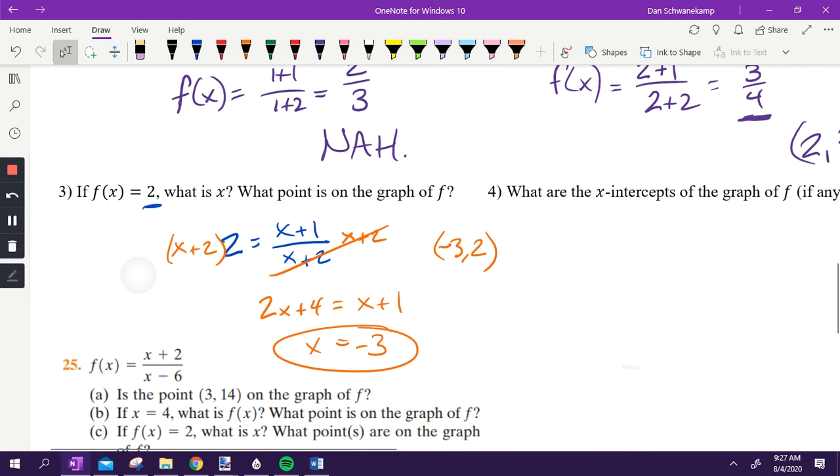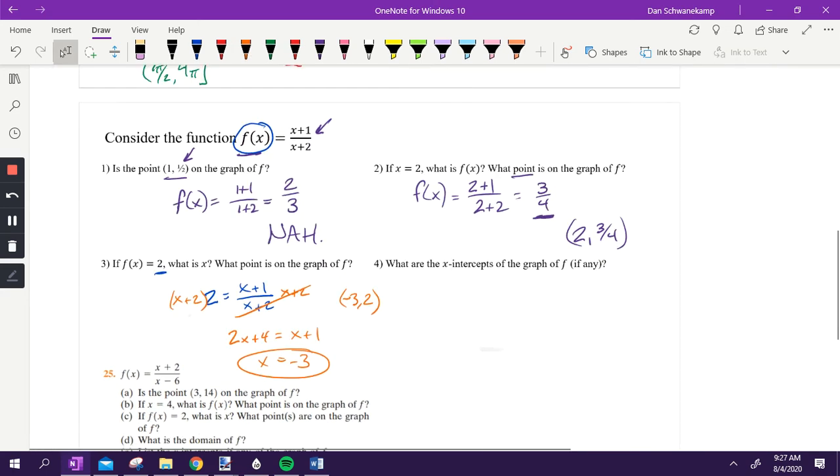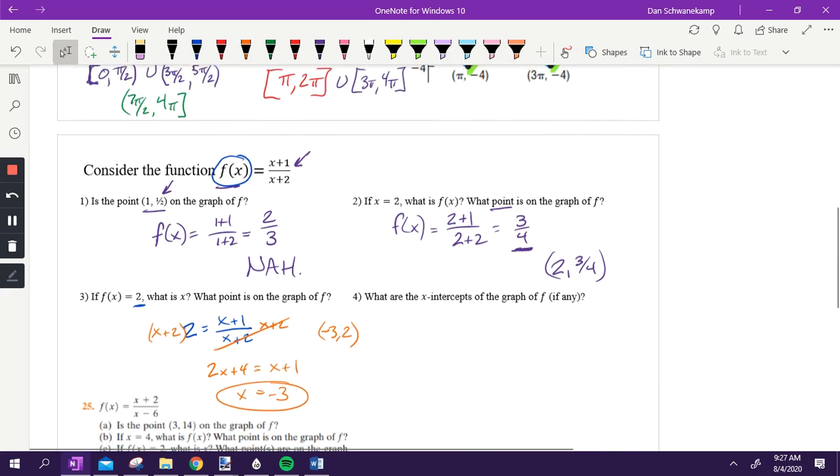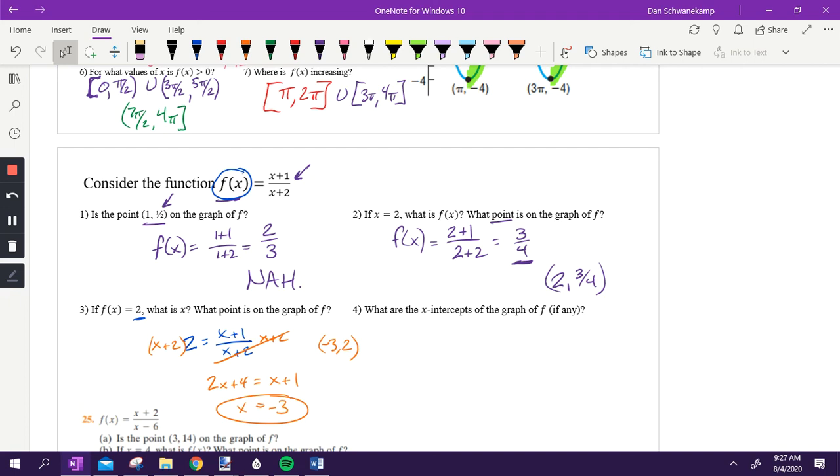Last question. What are the x-intercepts of the graph of f, if any? What are the x-intercepts of the graph of f? How could I find out what the x-intercepts are going to be on that graph? Plug in 0 for y, yeah, good, 0 for y. So I could do that right there. 0 is equal to x plus 1 over x plus 2. All right, and you could solve it the same way.